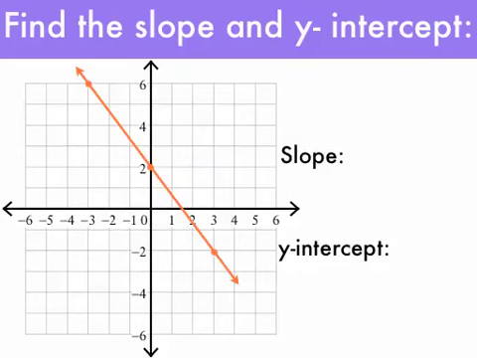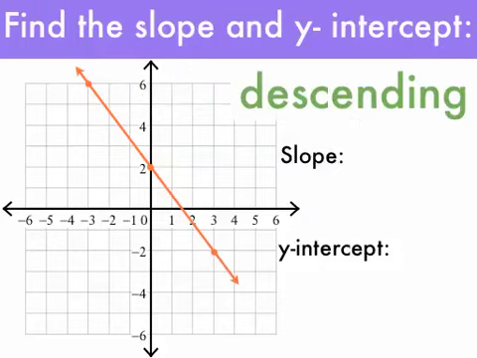The next example says find the slope and y-intercept. First, tell me if it's ascending or descending. If you notice, going from left to right on this graph, I would be going down on my orange line, so that slope is considered descending or negative. As I count my slope, rise over run, I need to go down 4 units, and I need to go to the right 3 units. So my slope is going to be negative 4 over 3.